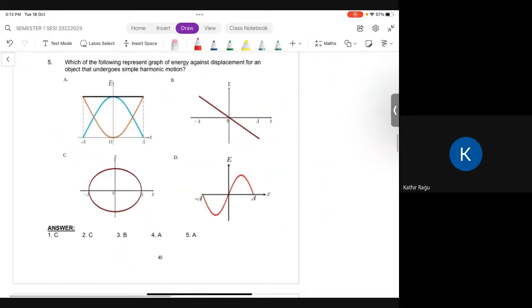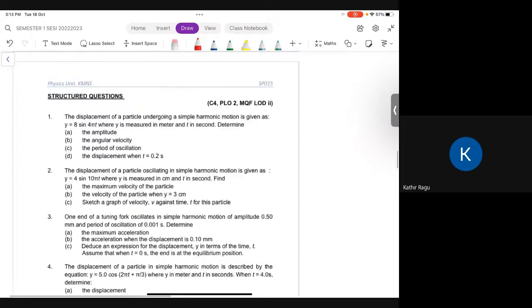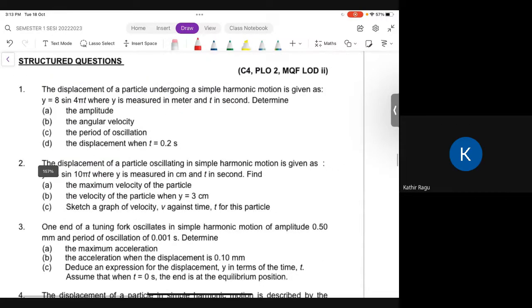Which of the following represent the graph energy against displacement? So ini adalah graf mangkuk ayun. Okay, mana graf dia? A. So ini senang gila lah graf mangkuk ayun. Okay, settled. Alright, kita masuk question number 5.